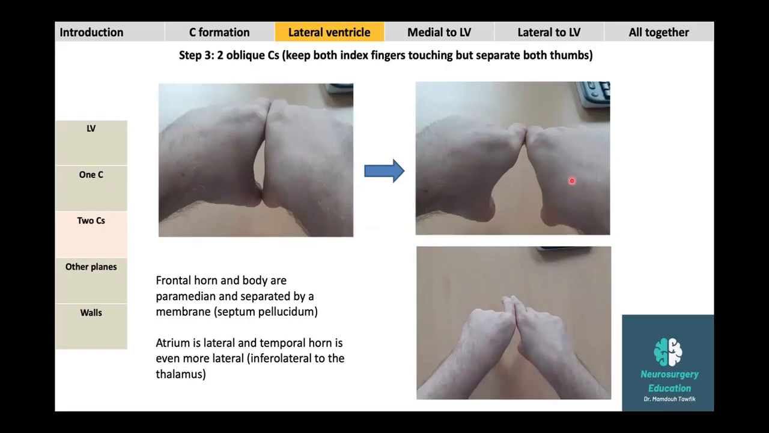So the frontal horn and body, they are here. They touch in the midline. They are paramedian. This is the midline. The atrium, is it paramedian? No, it's lateral. And the temporal horn? Lateral. See, midline is here. We are far from the midline.